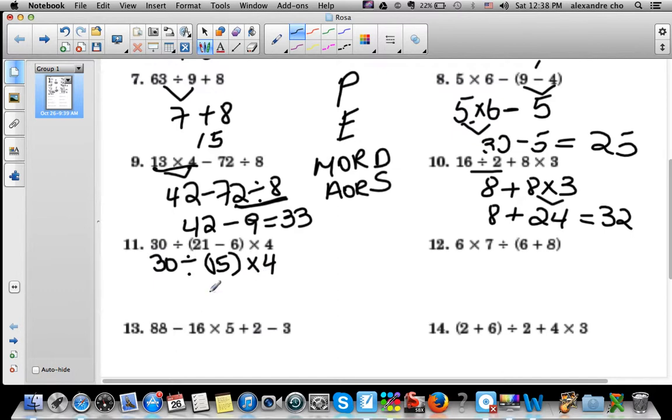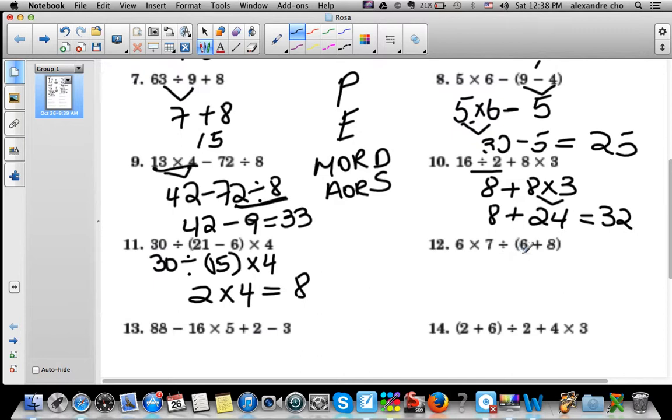There are no exponents. Now it's division and multiplication. Which one are we going to do? We're going to do the one that shows up first. In this case it's division. 30 divided by 15 is 2. And then you're left with times 4 in the back, which is 8.